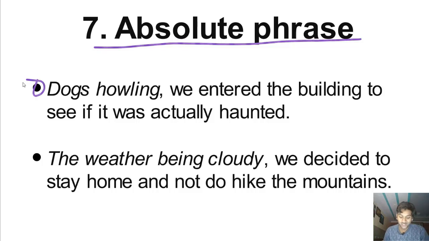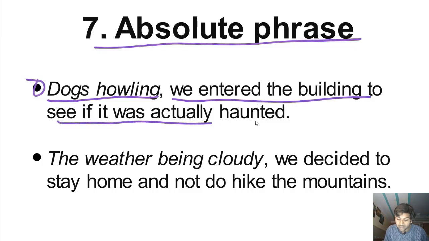Number one, dogs howling. We entered the building to see if it was actually haunted. Dogs howling. Dogs, noun, followed by a present participle, howling, acting as an adjective. This was happening, dogs howling. With this, we entered the building to see if it was actually haunted. So dogs howling is an absolute phrase modifying the entire main clause, right? Adding visuals to it, giving more information. Do we really need this piece of information? No, we don't. Do we really have to have this piece of information in the sentence to make it grammatical? No, we don't. That's why it's an adjunct to the sentence.